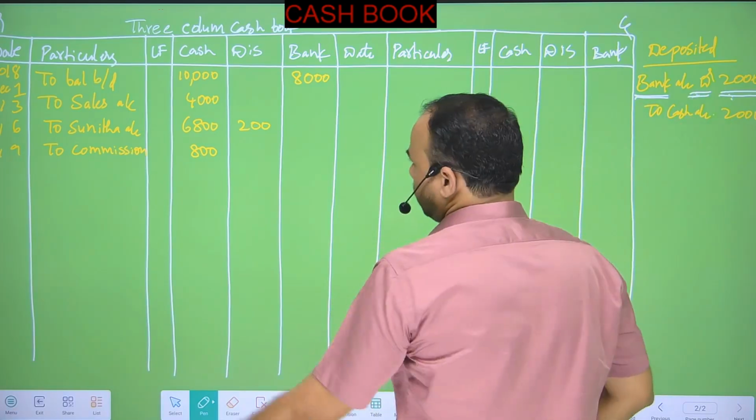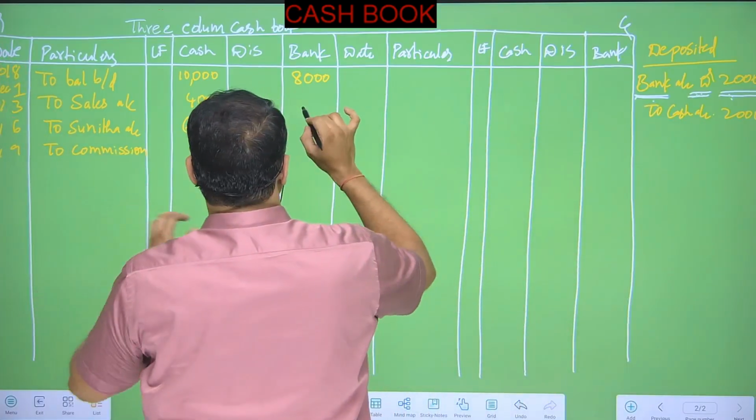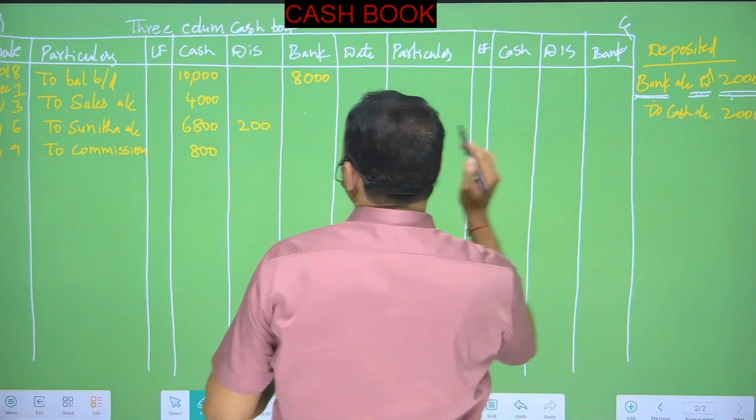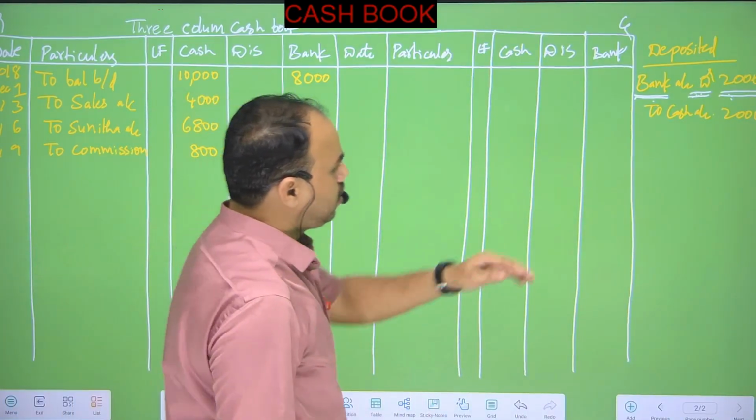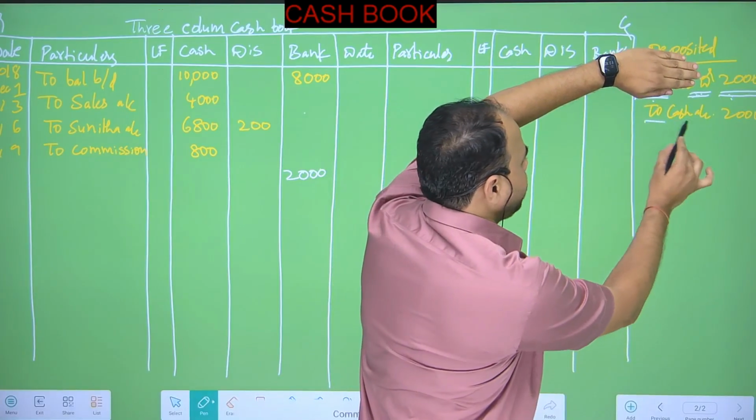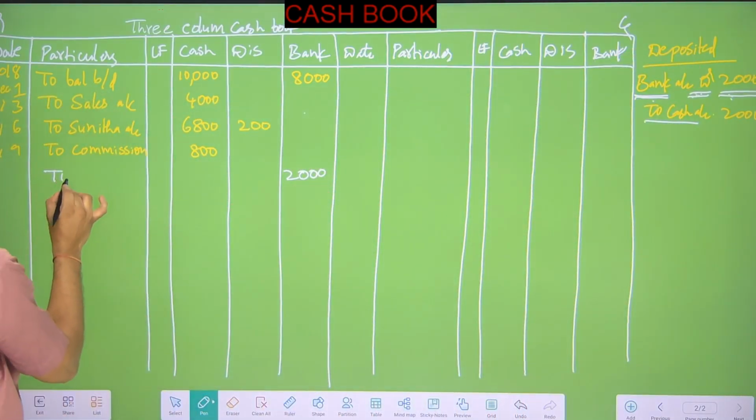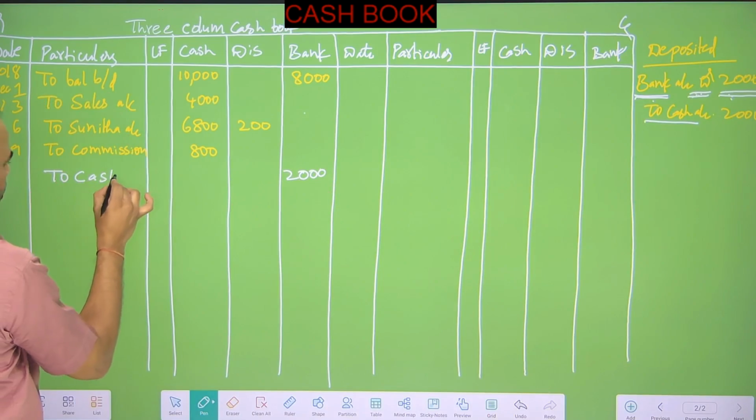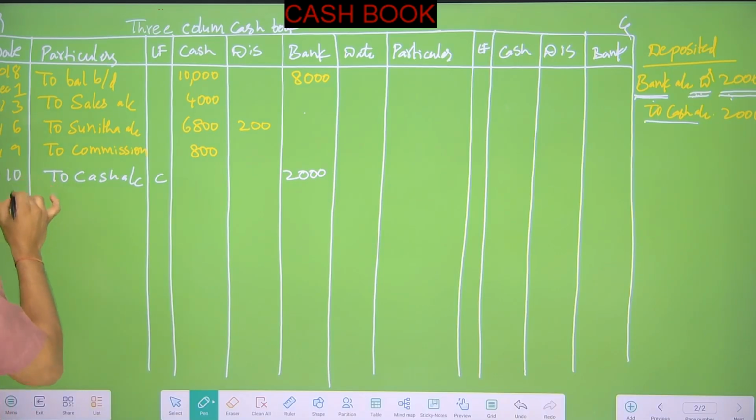So debit side means this side. Debit side bank column means this one. How much amount? 2,000. So I will write here, debit side bank column, 2,000. Now close this bank. What is opposite here? To cash. So against this 2,000, in the particulars column you write down to cash account. In the LF column you write C because it is a contra entry.